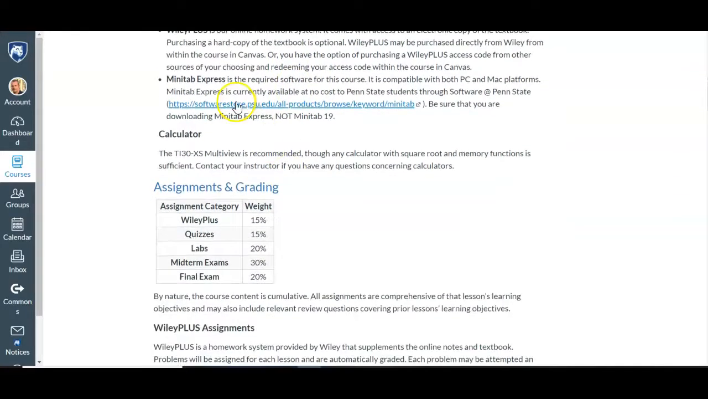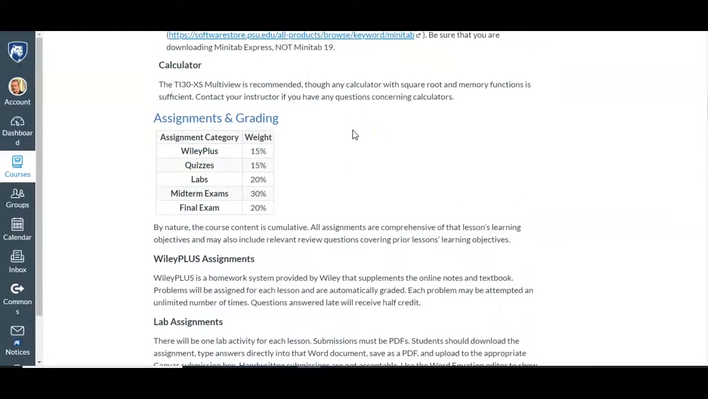homework problems. Minitab Express would be the software now that we're going to get and use for the labs. Remember, it's not Minitab. Okay, it's Minitab Express. That's a very important distinction, and it will run on either a PC or a Mac. You do need a calculator for the course, but it's nothing fancy. So those of you from a public high school or something like that, or another class in college that have a TI-84, TI-83, TI-89, any of those are fine, but they're probably overkill for this class. So if you need a calculator to buy, they're suggesting a TI-30XS. Here's our assignment grading and weighting.